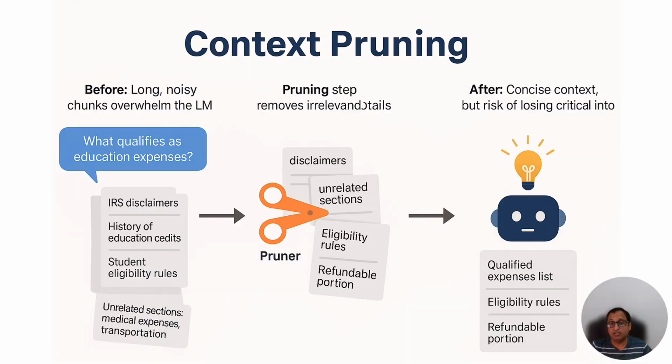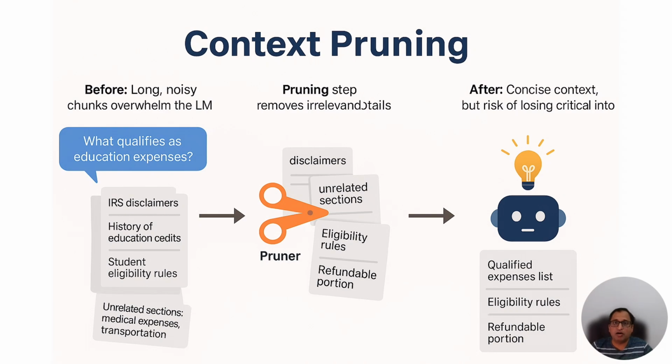So let's first understand what is context pruning to start with. Context pruning is all about cutting down the noise before we send any document to an LLM. Let's start with an example. If we ask our RAG application what qualifies as education expenses, the retriever goes into the knowledge base, which is our vector database, and pulls back a large set of chunks. Some of these chunks are helpful, like the actual list of qualified expenses or eligibility rules, but mixed in are a lot of things that don't directly answer the question. It could be a disclaimer, historical notes, or even some unrelated sections on medical expenses and transportation.